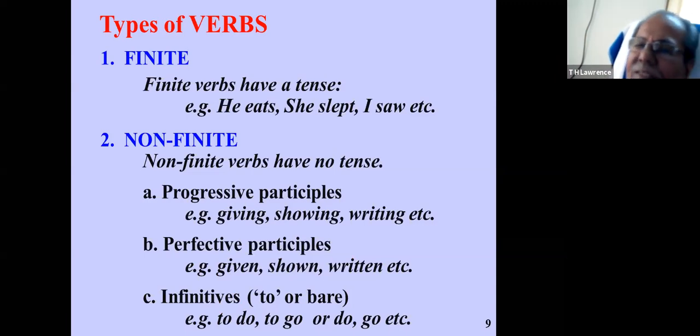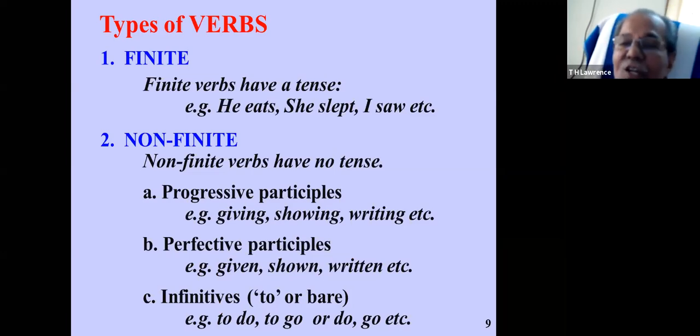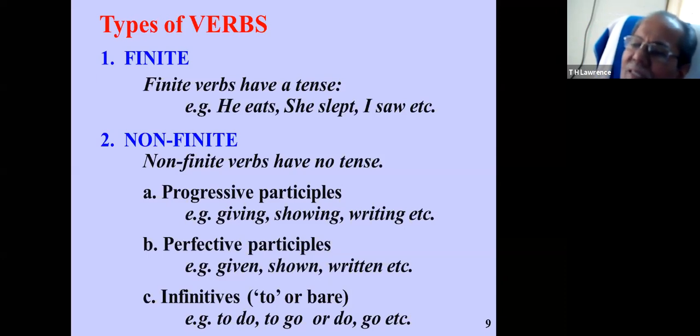See the examples: he eats, she slept, I saw. These are sentences where you find the verbs used with tense. Now the second one: non-finite verbs have no tense. You will come to that. First are progressive participles: giving, showing, writing. You cannot use these as verbs in a sentence unless they are supported by tense carriers or other auxiliary verbs. Now perfective participles, see here: given, shown, written, etc.